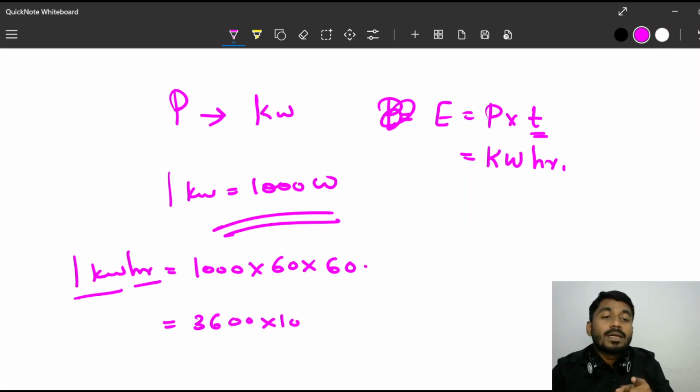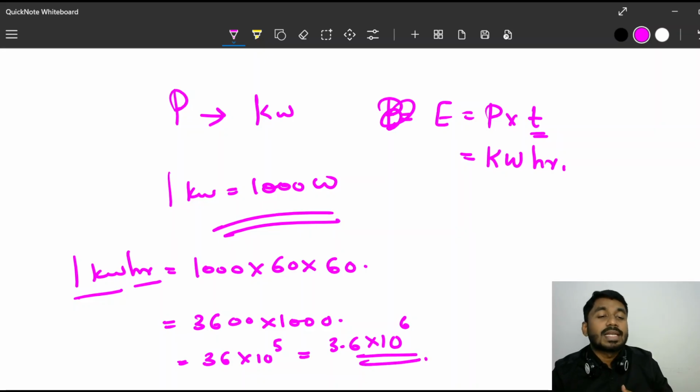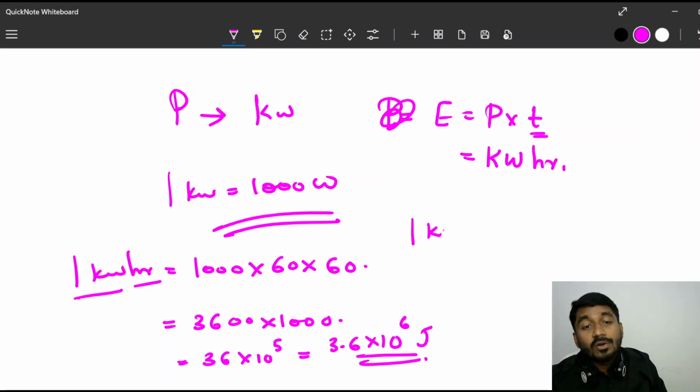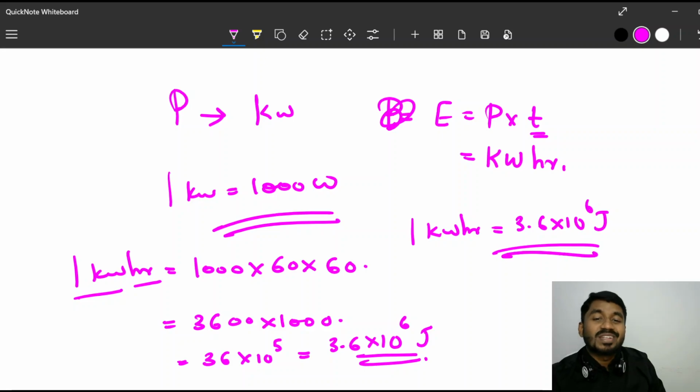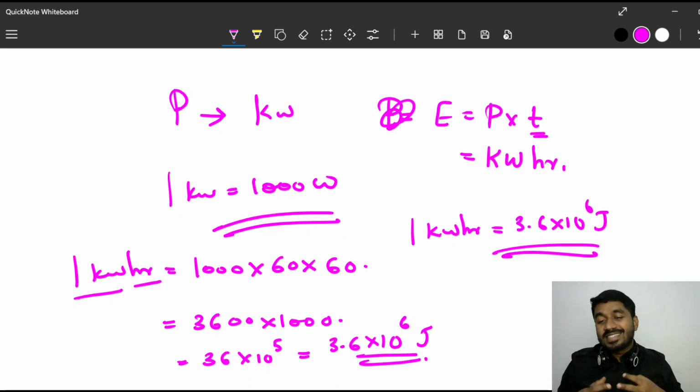we will get 3600, into 1000 means 36 into 10 raised to 5, or else 3.6 into 10 raised to 6. Clear? So 1 kilowatt hour is 3.6 into 10 raised to 6 joule. This can be asked in the question: what is 1 kilowatt hour in joule? You can just convert to 3.6 into 10 raised to 6 joule. So these are the important things in this chapter.